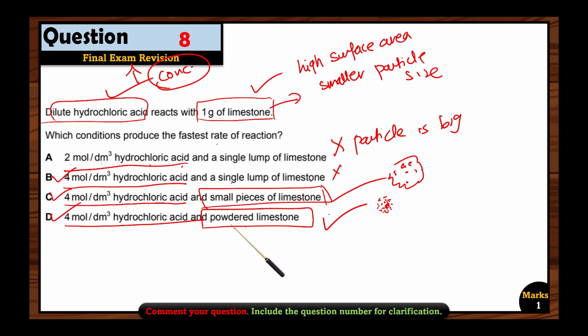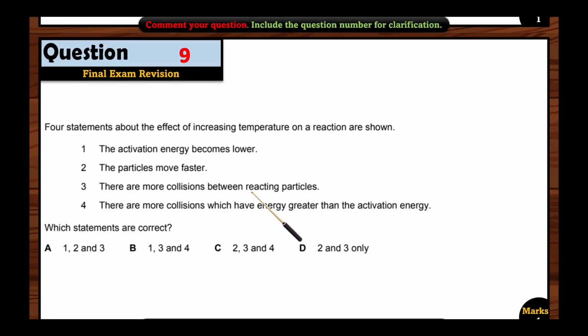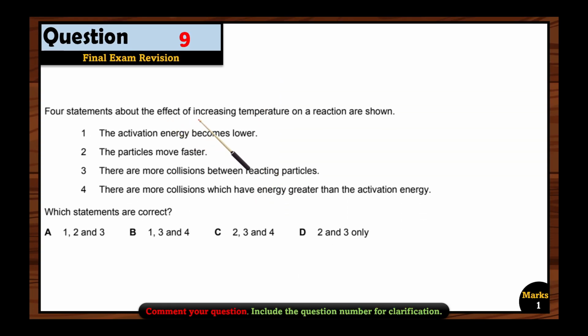So it means it will have more larger surface area compared to this one. So that's why option D is the right option. Question 9. Four statements about the effect of increasing temperature on a reaction are shown.